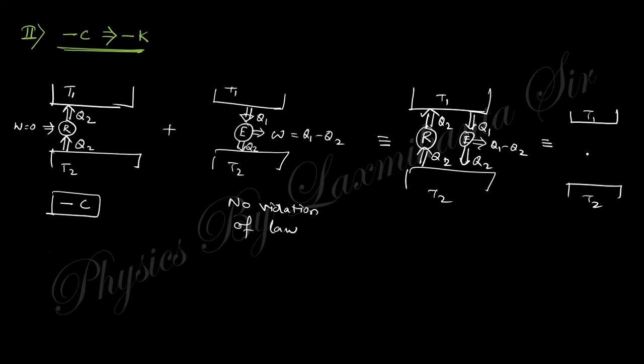Effectively, you can see this is an engine taking Q1 minus Q2 from T1 and giving work Q1 minus Q2. The heat rejected to the sink is Q2 equals 0, so there is no heat transfer there. Total heat taken from T1 is converted into work without rejecting any heat to the sink. So this is minus K. So minus C implies minus K.